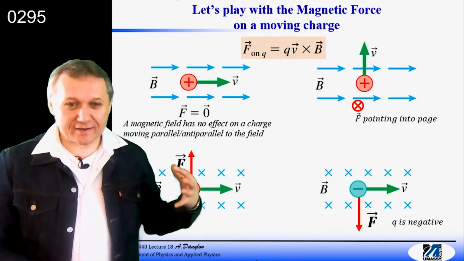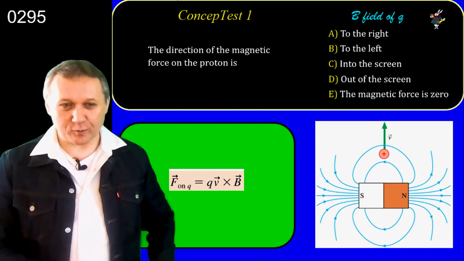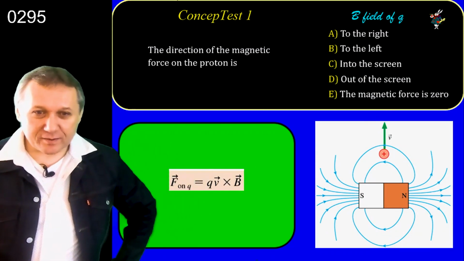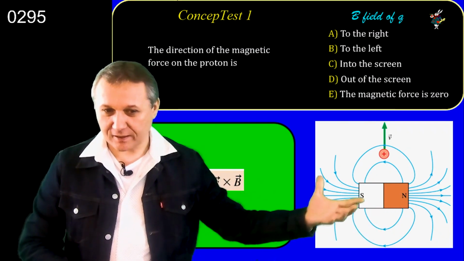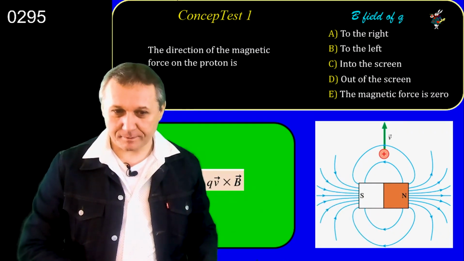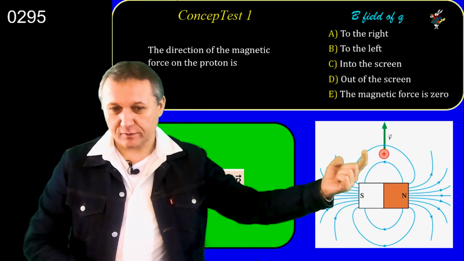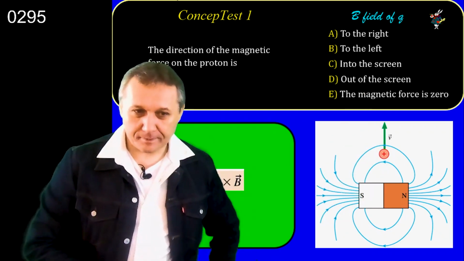So now next will be a question for you. Let's imagine this situation. So you see, now we have a permanent magnet. Magnetic field lines are given, you see them. And a positive charge flies straight up.